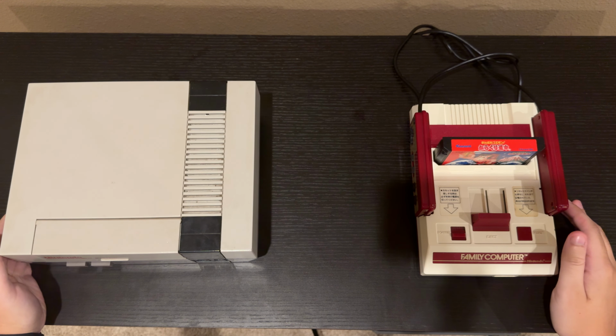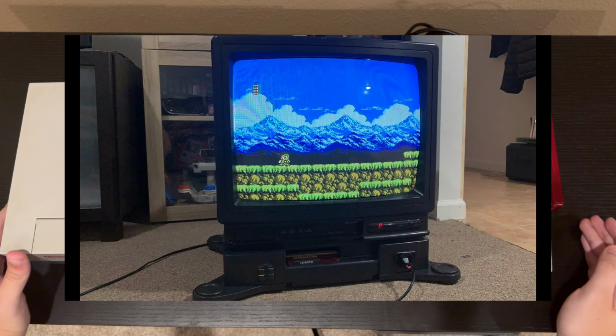They were very convenient. Also, in Japan, they also had the Famicom TV with Sharp. Sharp and Nintendo really did get along back in the day. It's basically just a TV with a Famicom built in. I think they actually had an NES TV in America.